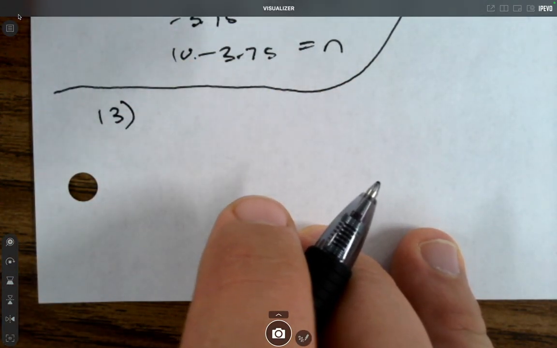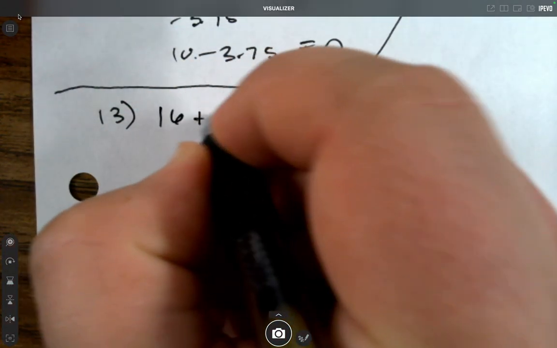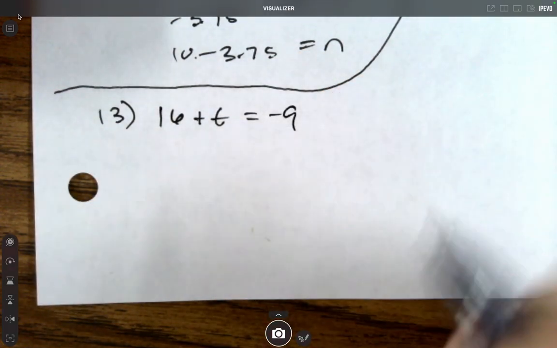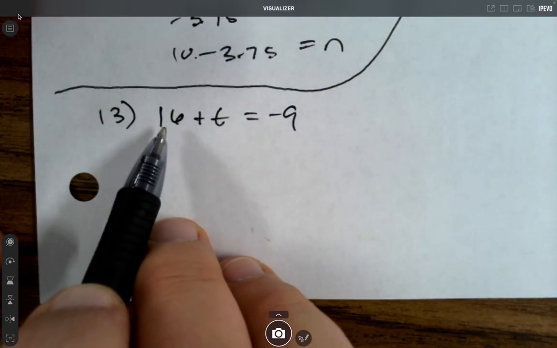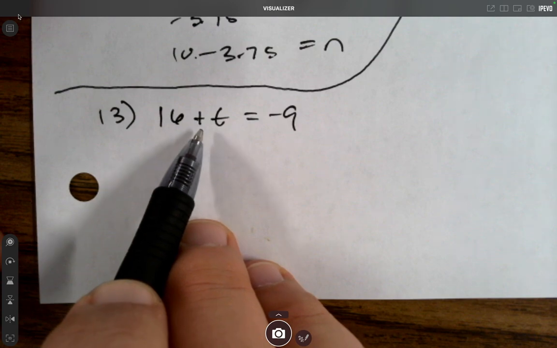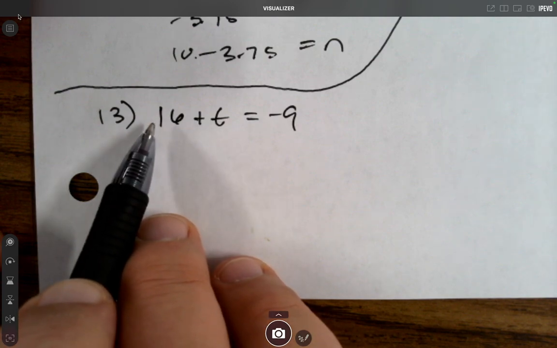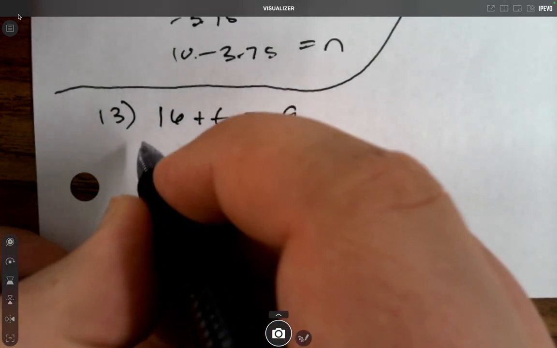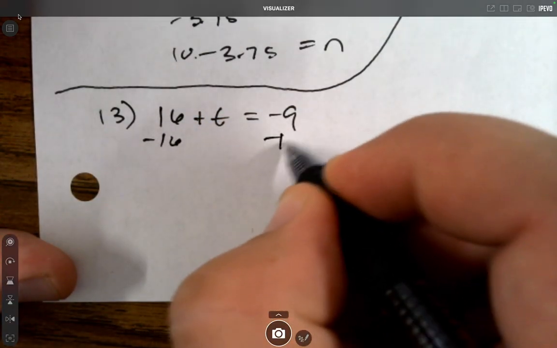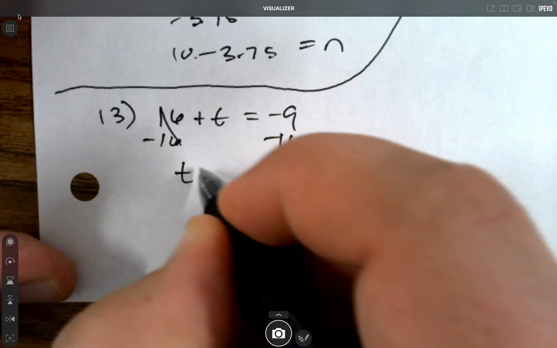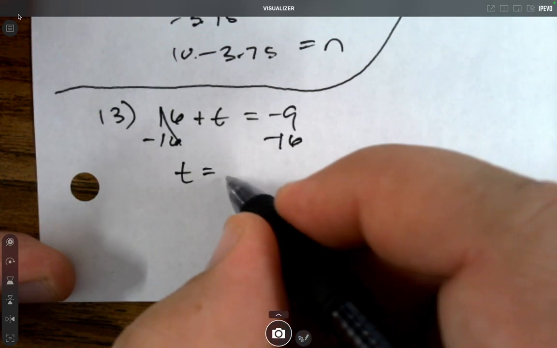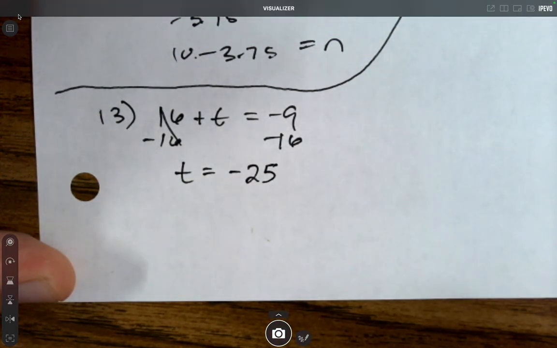13. 6 plus t equals negative 9. So this is a positive 16. I don't care about that plus sign. That's not the point. I look in front of this number. There's no negative sign in front of it, so I have to assume it's a positive 16. So we subtract 16 from both sides. Negative 9 minus 16 is negative 25.